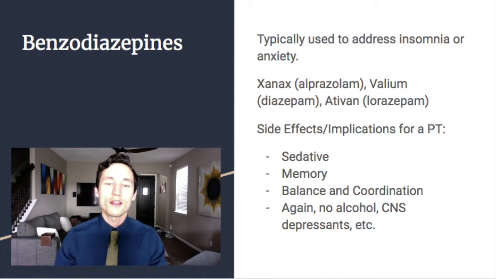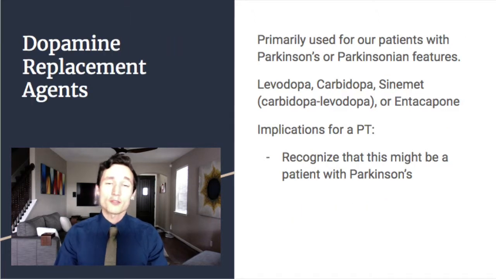Side effects that I do see typically involve sedation, memory distortions sometimes, but deficits most of the time, balance and coordination problems, and again, CNS depressant, no alcohol. Same concepts apply. Dopamine replacement agents are primarily used with our patients who have Parkinsonian-like features or Parkinson's disease. We see them on carbidopa or levodopa, perhaps a combination of the two. We call that Sinemet or etacapone.